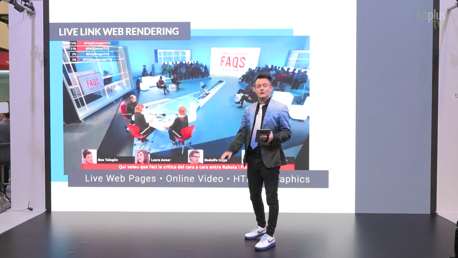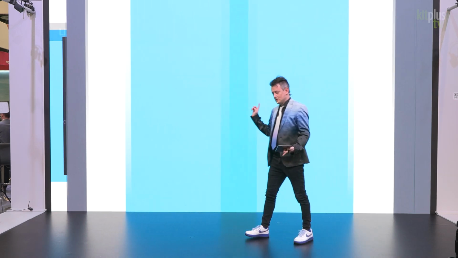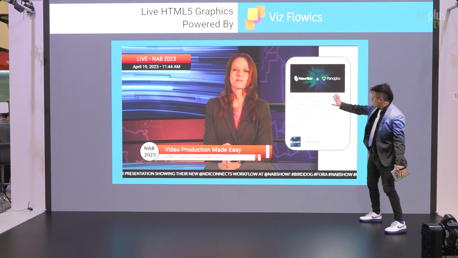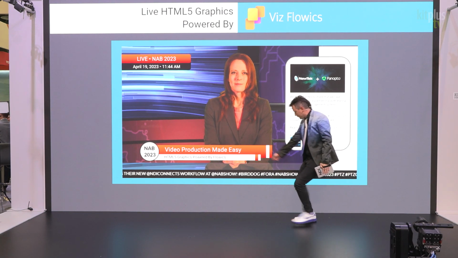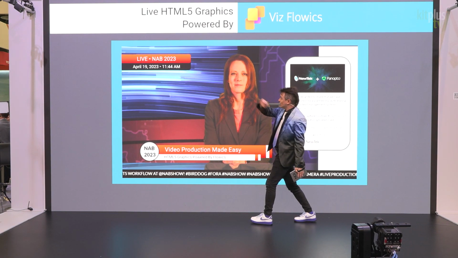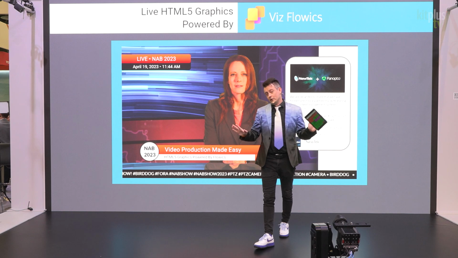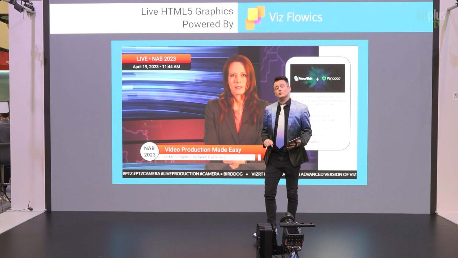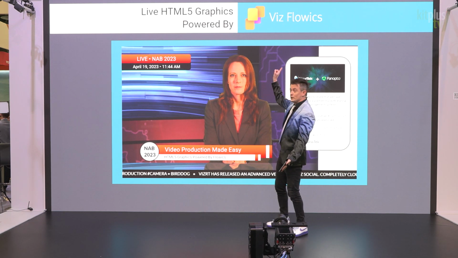And one way to use Live Link is with graphics. So you'll see on screen here, I have some graphics, from an over-the-shoulder graphic to a lower third here at the bottom, a ticker and a bug at the top. Now, the cool thing about these graphics is these are not pre-rendered graphics. These are all being generated in real time via Flowix.